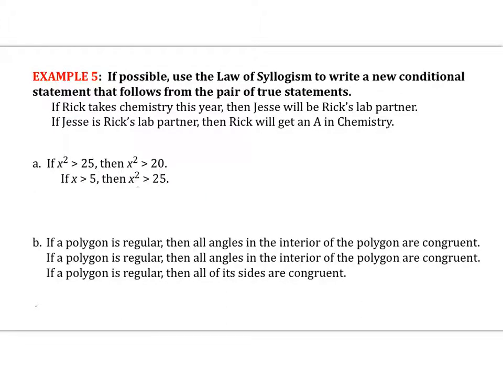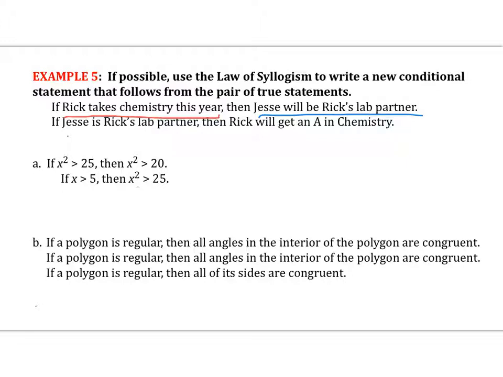All right, let's consider the following examples. If possible, use the law of syllogism to write a new conditional statement that follows from the pair of true statements. So let's say, if Rick takes chemistry this year, that's our hypothesis, then Jessie will be Rick's lab partner. All right, so let's identify our hypothesis and conclusion. So the hypothesis of the first statement, Rick takes chemistry this year. Conclusion, Jessie will be Rick's lab partner.